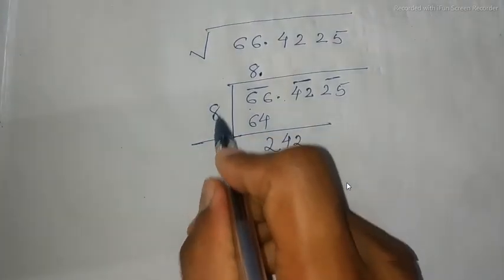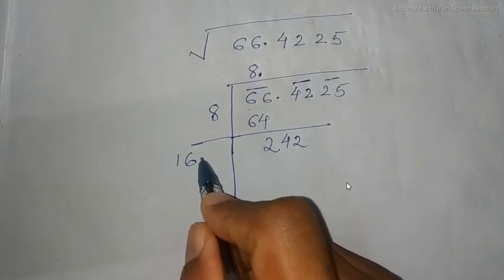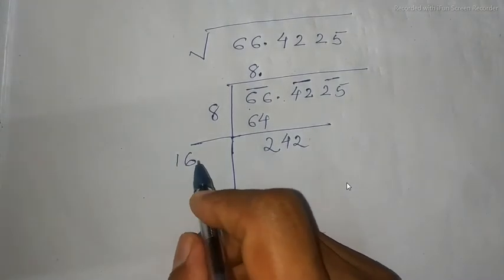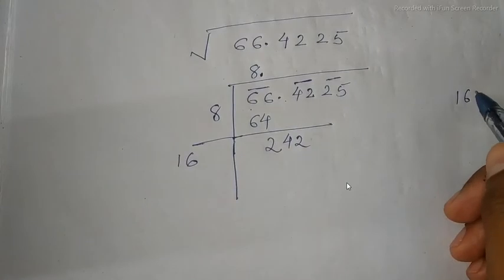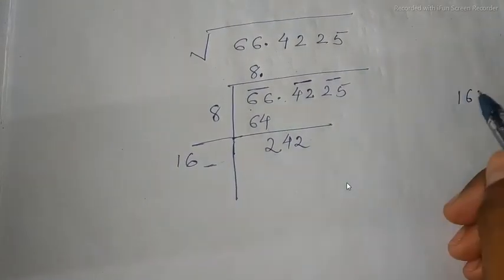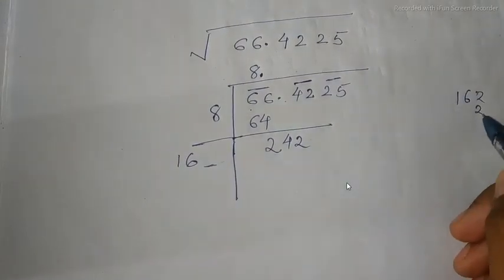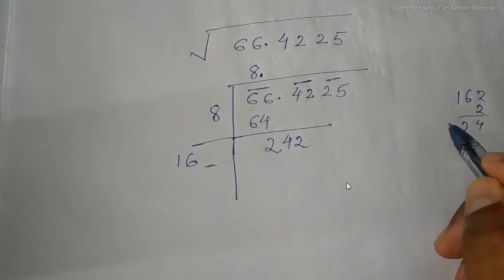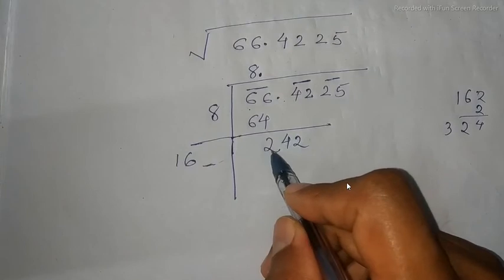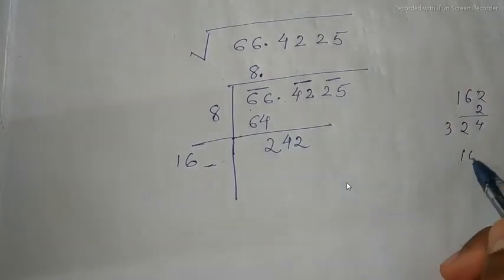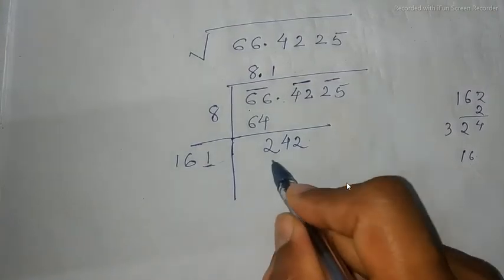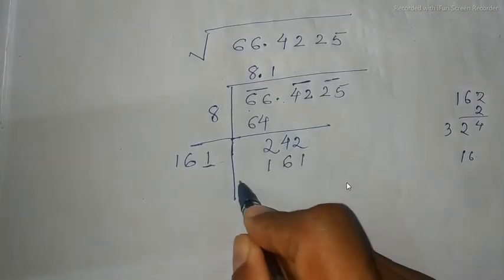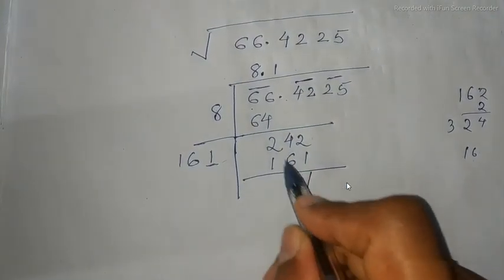So double of 8 is 16. We have to find this number now. First I am trying it by 2. 2 2s are 4, 12, 1, 3. So it becomes greater, so it will go by 1. 161, 1, 8.